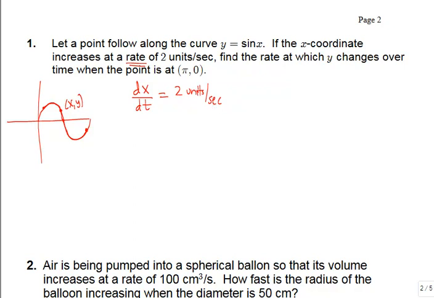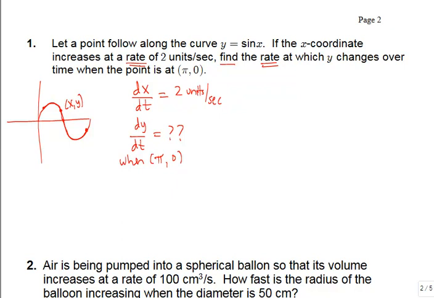Now what we're trying to find is the rate at which the y changes over time. Now rate means derivative, so how would we write or label the derivative of y? Well, we would just call that dy dt, and that's what we're trying to find, so that's going to be our unknown. And we want to know that when we are at the point pi comma 0. So once we have everything labeled in our problem, that's kind of step 1.